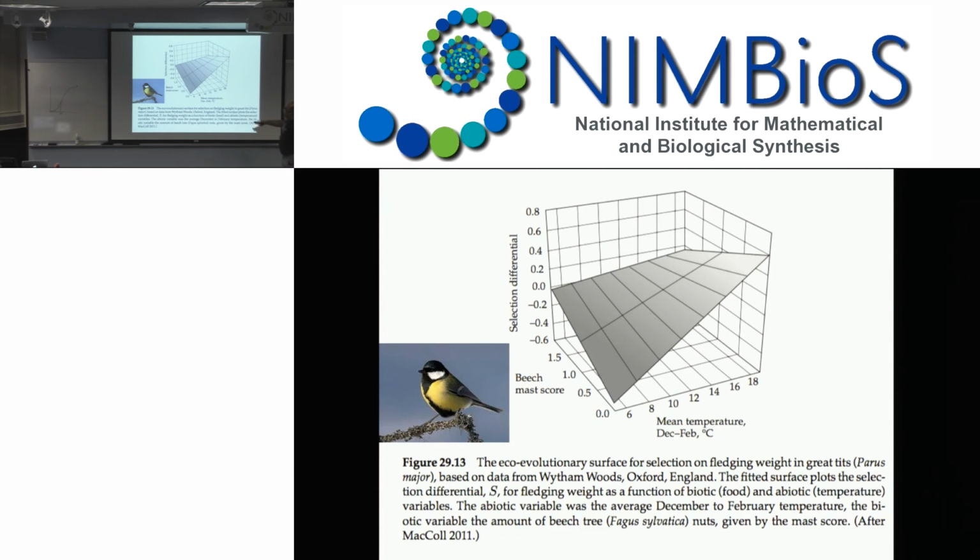A final example is great tits here in England. There they are, cute little bird. And what they basically asked is, if you look at the selection differential on fledgling weight, how does it vary over different environments? So they looked at mean temperature, and they also looked at beech mast scores. Mast score is basically how many acorns or seeds are put out. And what they showed was that as temperature and mast score changed, the differential on body weight changed. So this is an example of what's often called an ecophysiological surface, showing how, as you change the environment, you change the selection coefficient.